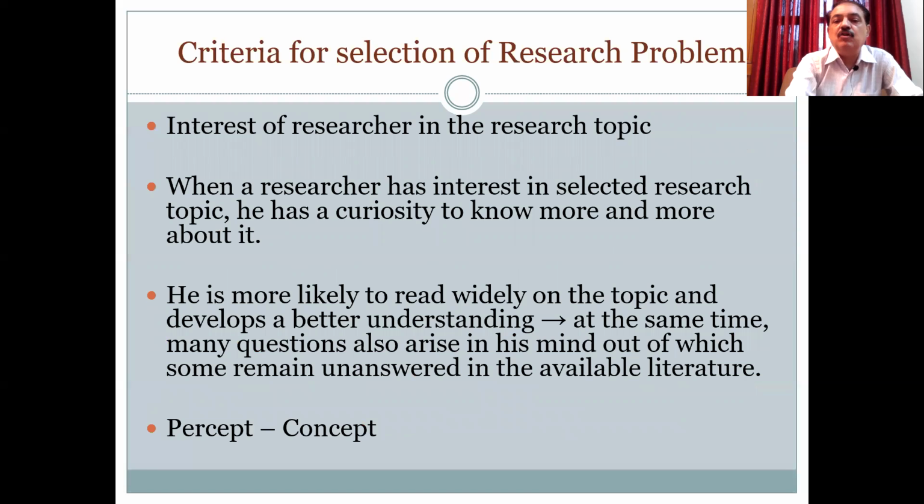Criteria for selection of research problem. So first thing, the most important thing is interest of researcher in the research topic. That is very very important, because the researcher should have curiosity in that field. He should be himself interested in that area. He should be passionate about that. Unless he has curiosity, that stimulus, that interest, he cannot get involved in that area. So interest of researcher in the research topic is very important.